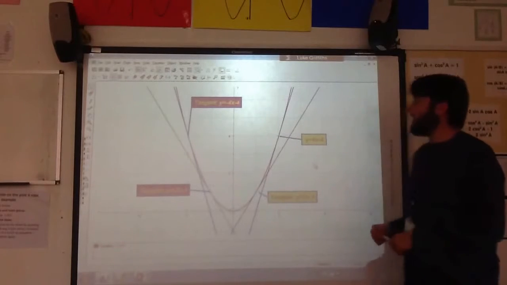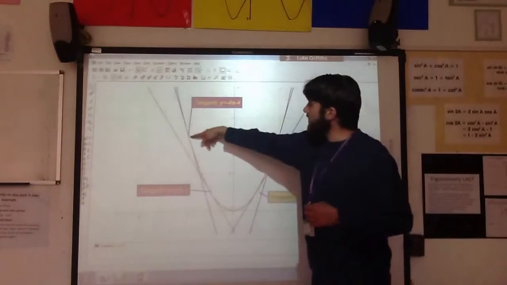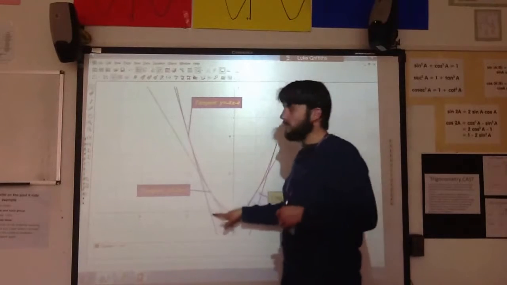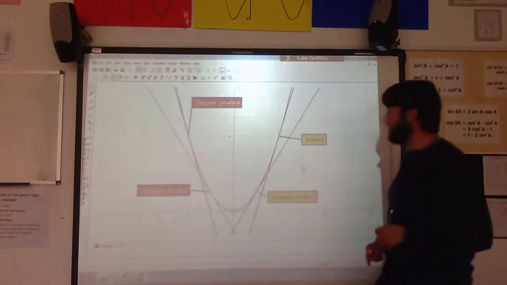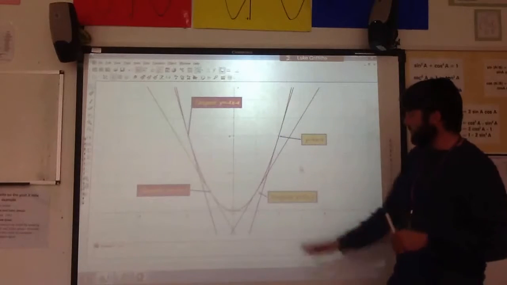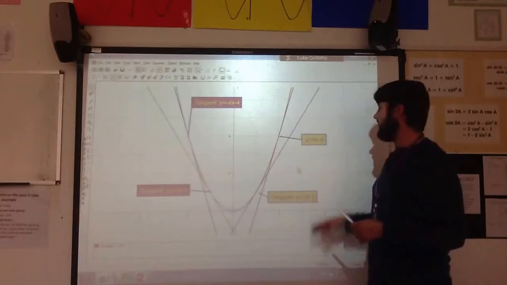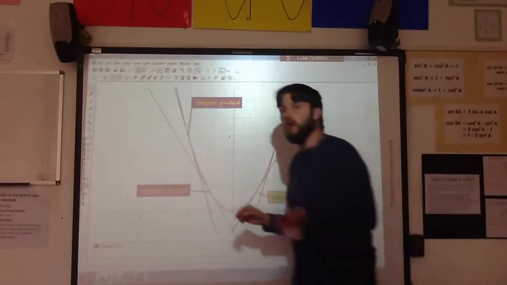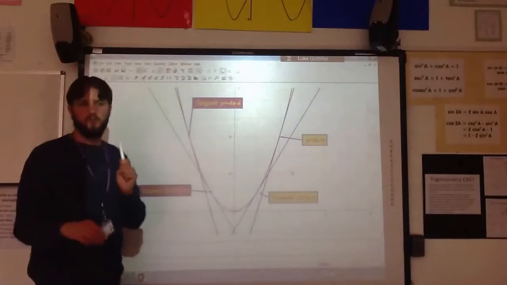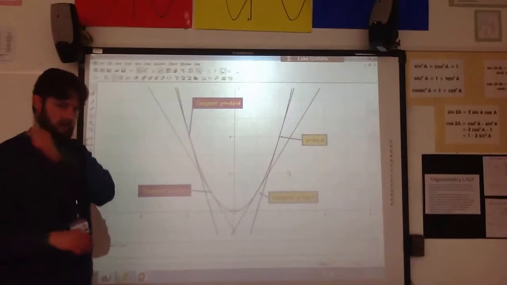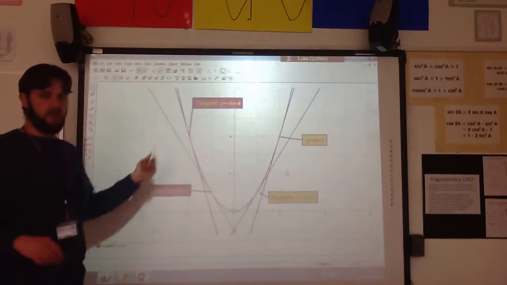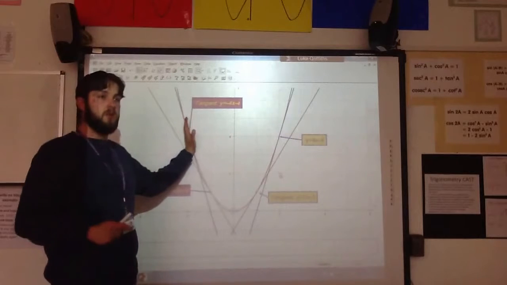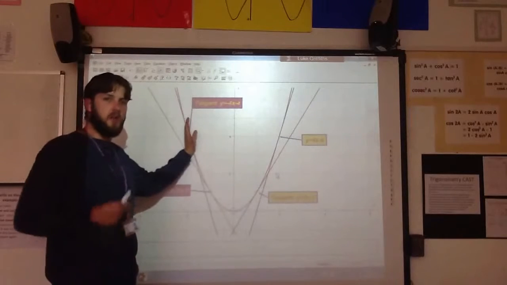So by looking at the four tangents, we can see that when x was minus 2, we had the tangent y equals minus 4x minus 4. When x was equal to minus 1, we had the tangent y equals minus 2x minus 1. When x was equal to 1, we had the tangent y equals 2x minus 1. And when x was equal to 2, we had the tangent y equals 4x minus 4. Now the gradient of the tangent tells us the gradient of the curve at that point, because the definition of a tangent is that it's a line that passes through a particular point on a curve and shares the same gradient as the curve at that point.